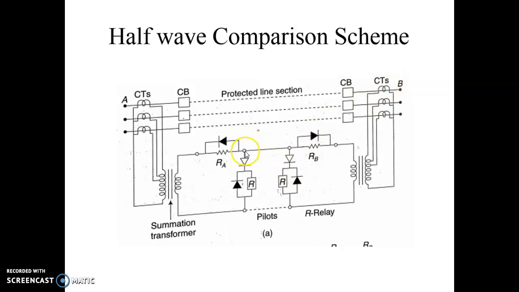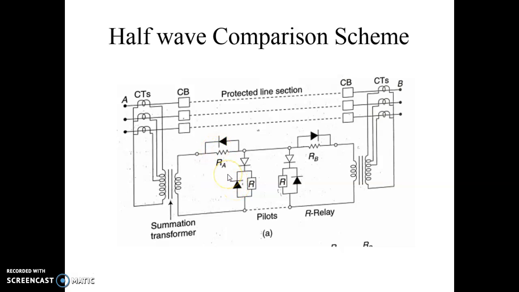The one difference here is that the relay has only the operating coil. There is no restraining coil. Whatever current is flowing through this relay, we are connecting extra rectifiers here. These rectifiers allow the current to flow through the operating coil.